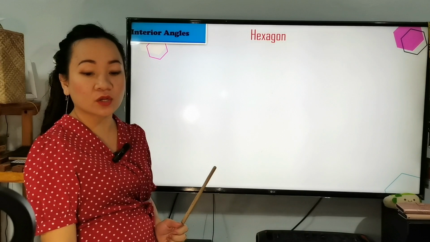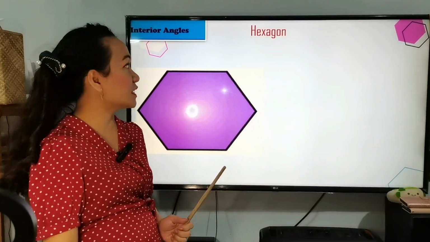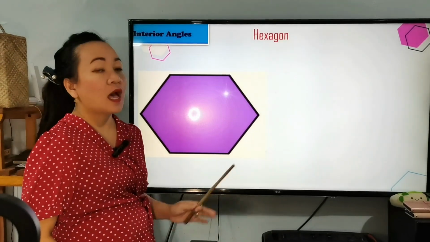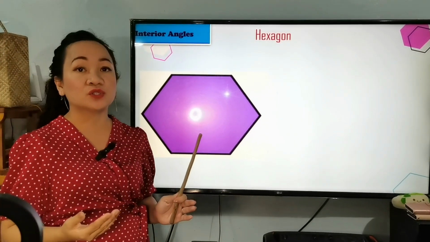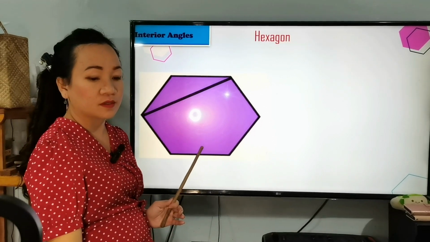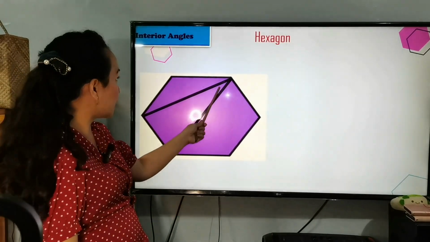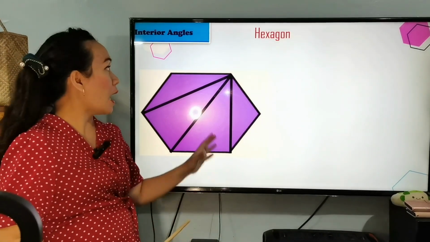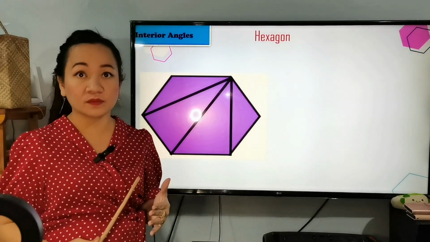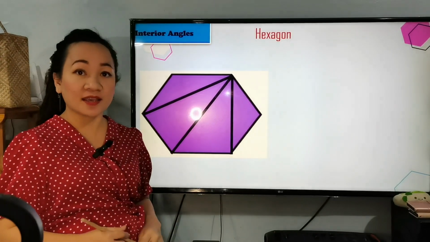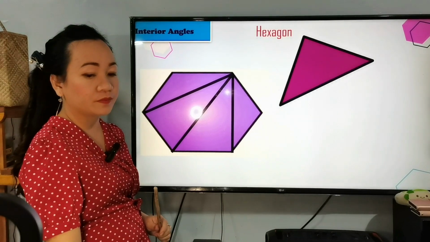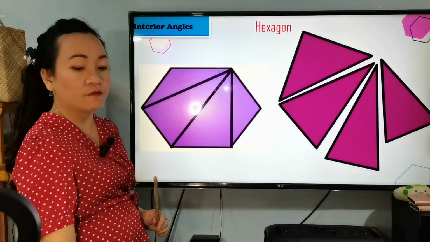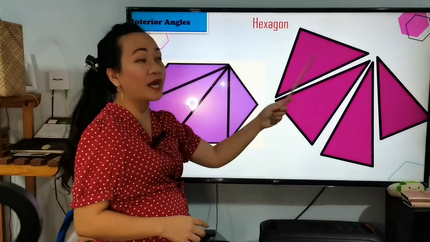Okay, next, we have the hexagon. When we say hexagon, it has 6 sides. 1, 2, 3, 4, 5, 6. Out of our hexagon, we are going to draw diagonal lines. First, we have here the second diagonal, and the third diagonal. Okay, as you can see, how many triangles are formed after adding the diagonals? We have 1, 2, 3, 4. So we have 4 triangles.